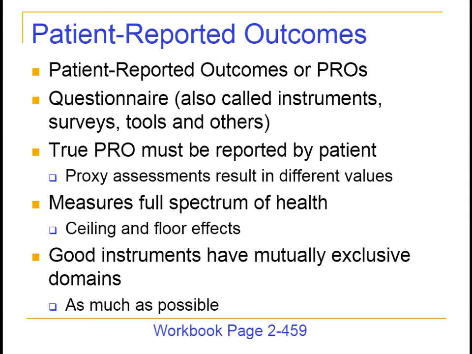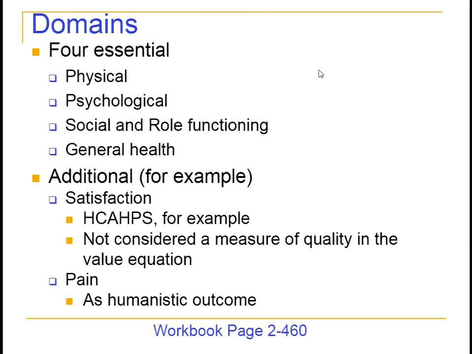Good instruments have mutually exclusive domains as much as possible. Domains are the basic units of health. There are 4 essential domains: physical, psychological, social, and role functioning. Occasionally these are separated, and general health. Some instruments add additional domains or only work with a single domain. This may be, for example, satisfaction with the HCAHPS.